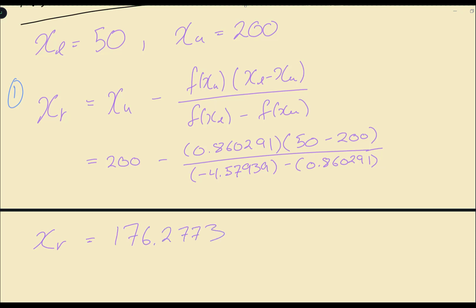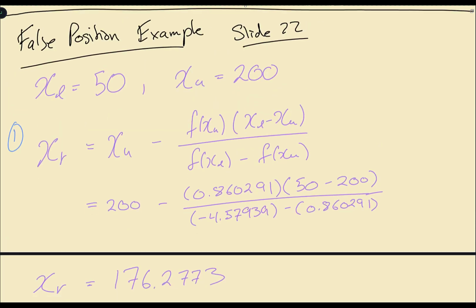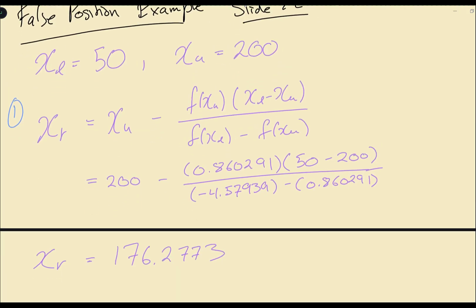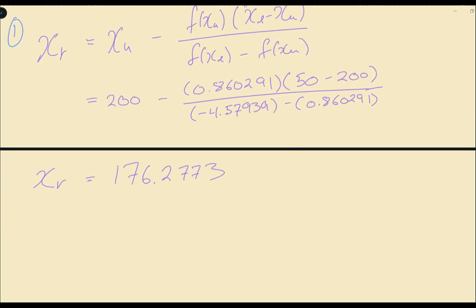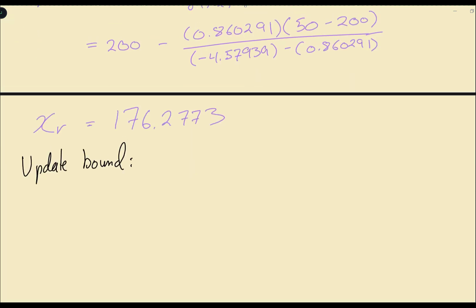All right, so you do this math and you get a value for XR, which is 176.2773. Now in the false position, after the first estimate, I want to check, where does this lie in comparison to my other bounds? Is it on the positive side? Is it on the negative side? So that I can update my bounds. So we're going to check, in this case, what is the value of f of XR? And this will give us the conditions that we'll use to apply our decision.